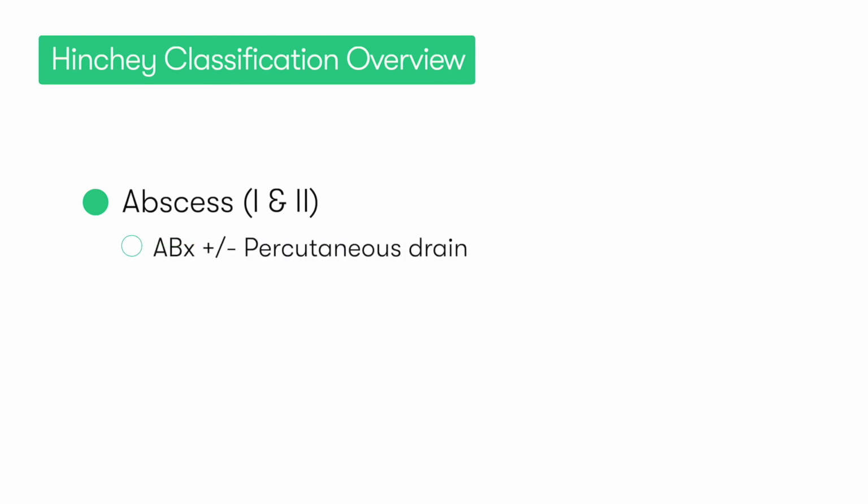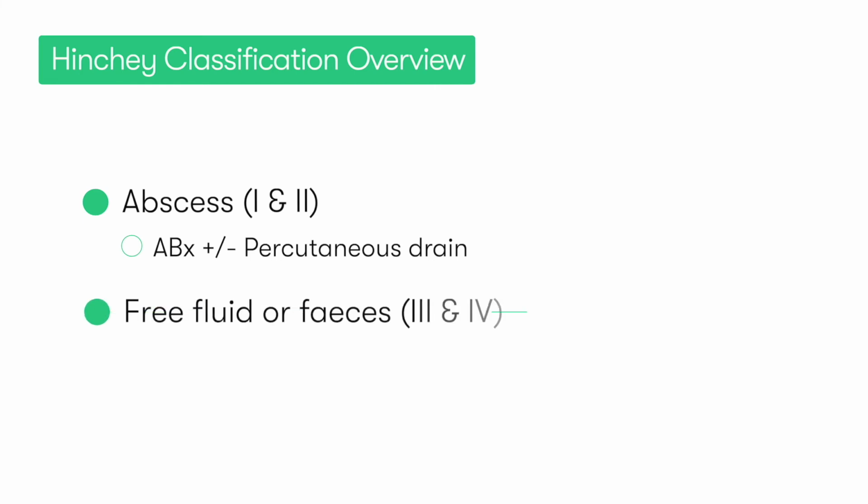So to summarise the Hinchey classification, if the patient has an abscess, then it's a Hinchey 1 or a Hinchey 2, and we treat these patients with IV antibiotics, plus or minus percutaneous drainage. If our patient has free pus or free faeces, then it's going to be a Hinchey 3 or 4 respectively, and we treat these patients with IV antibiotics and IV fluids. In the case of Hinchey 3, if they're septic and they fail to settle on non-operative management, then they're going to have surgery and a washout, either open or laparoscopically. And in the case of Hinchey 4, they're going to need an emergency laparotomy.